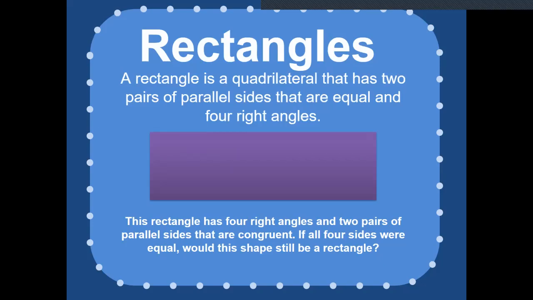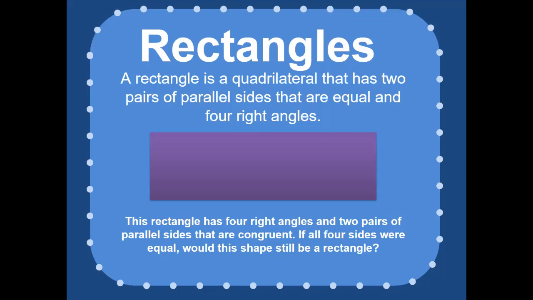Congruent means if this one's 10, this one has to be 10. This one's 3, this one has to be 3 inches or whatever you're measuring. Now, if all 4 sides were equal, would this shape still be a rectangle? So let's say I could morph or change this, slide it, and make all sides the same length. Would this still be a rectangle? Somebody answer that, yes or no? Yes, it still would be.